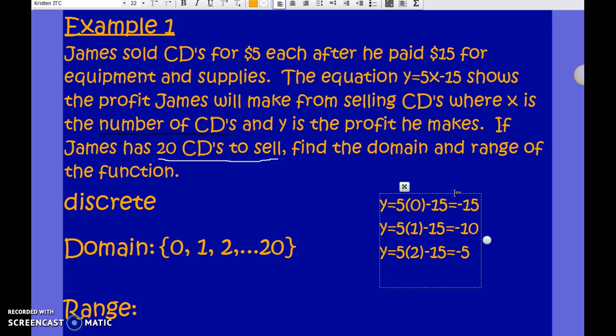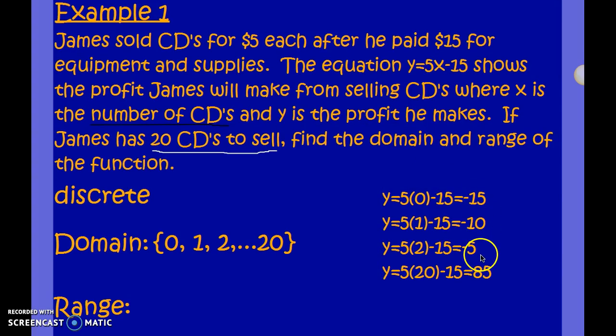And then my next value that I have, I'm including all of them, but I'm going to stop at 20. So I'm going to have y equals 5 times 20 minus 15. 5 times 20 is 100. Minus 15 is going to equal 85. So my numbers in my range are going to be negative 15, negative 10, negative 5, dot, dot, dot, all the way to 85. I use my squiggle brackets because this is an example of discrete data.